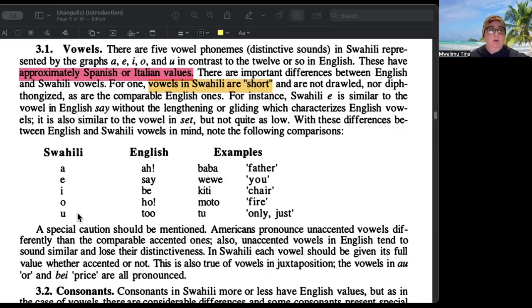Our last vowel is the letter U. In Kiswahili, we pronounce it U, as in two. An example in Kiswahili is tu. So these vowels never deviate from these 5 sounds. They are always the same.